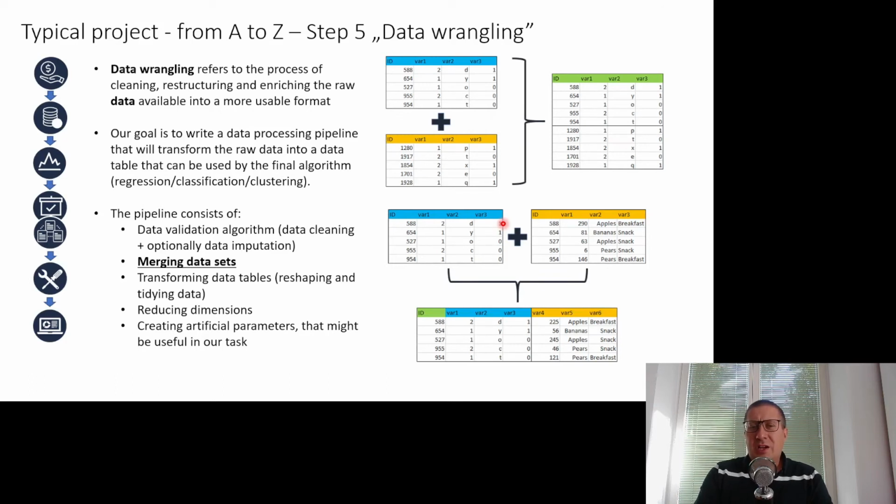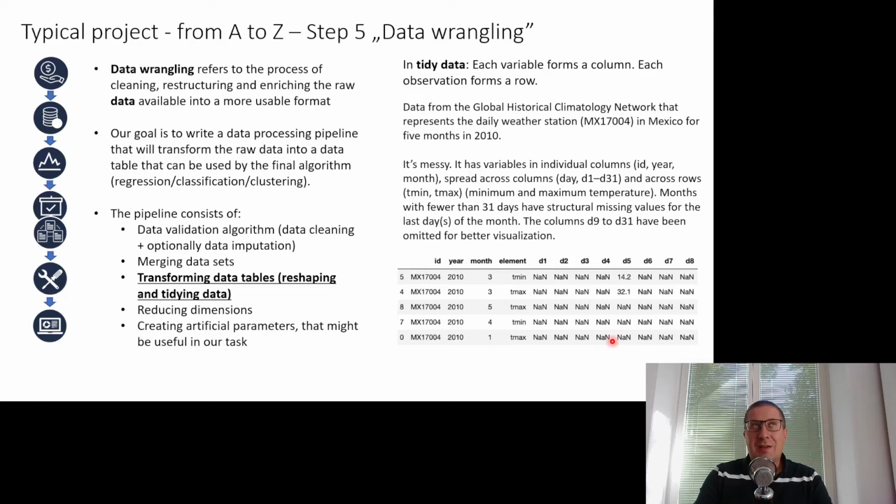So what is this merging of data sets? As you can see here, we have, let's say, two sets. We can combine them into one data table. And what I understand by tidy data: there is a strict definition of tidy data. In tidy data, each variable forms a column, and each observation forms a row. This is a very useful format that helps us to work with machine learning algorithms.